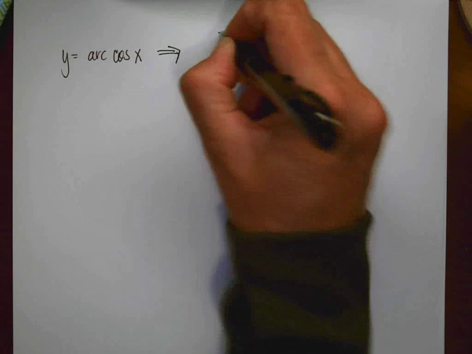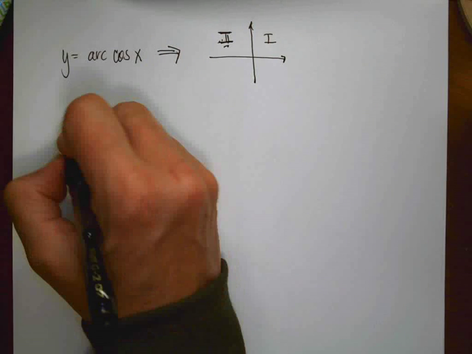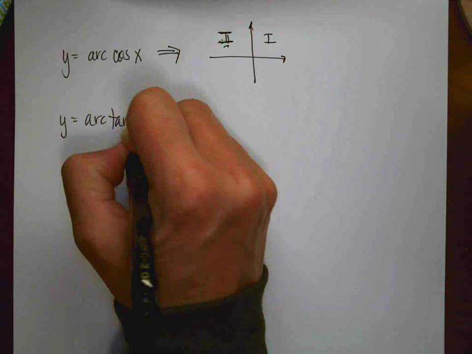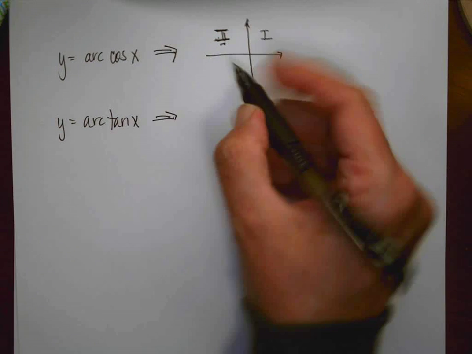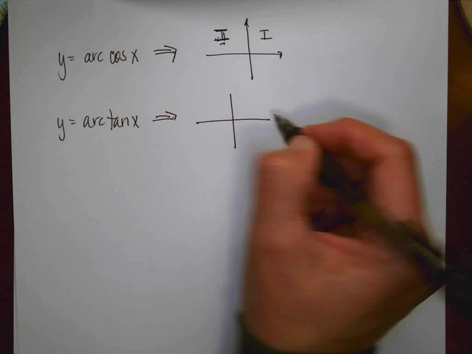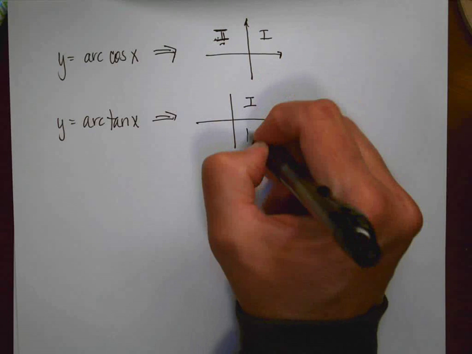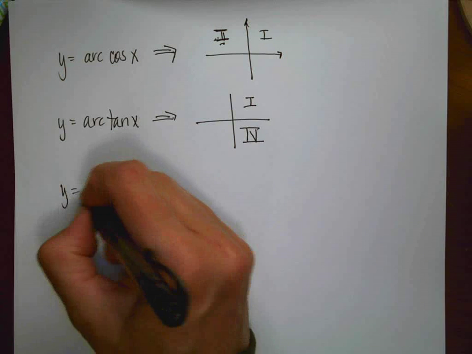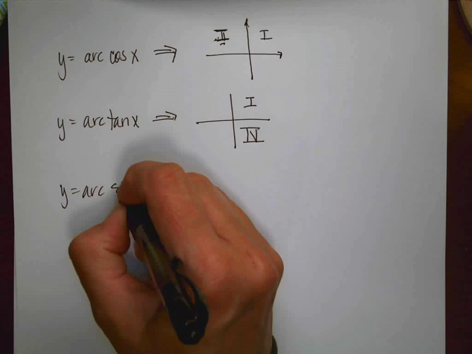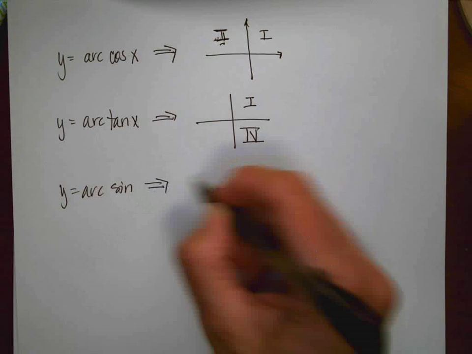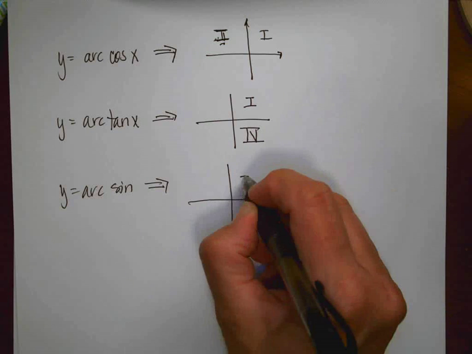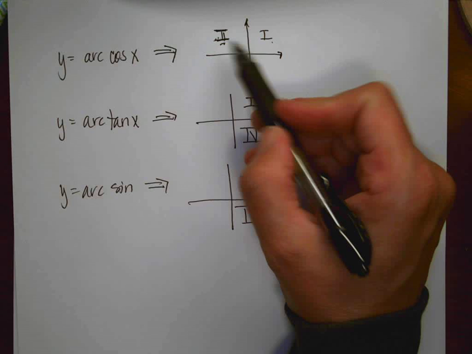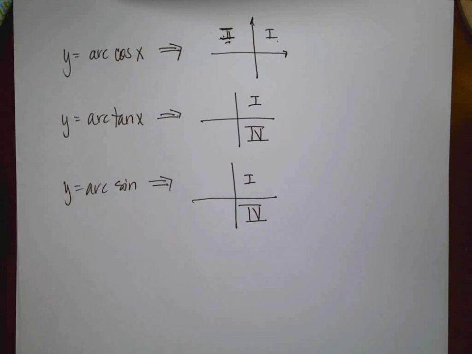Sorry, that's a 2. Brain and hand aren't working at the same speed. If I have y is equal to the arc tangent of x, that's going to be the same thing as sine. It's going to be limited to quadrants 1 and 4. So arc sine, I'll write that down right here since we'll put it all in one place. Arc sine is the same as tangent. It's 1 and 4. Arc cosine is 1 and 2.